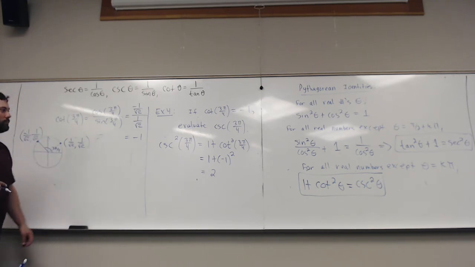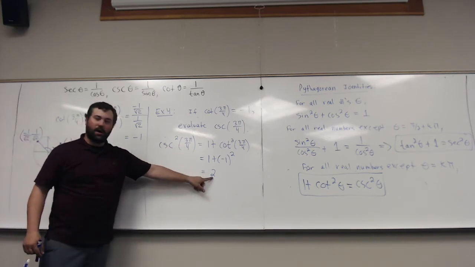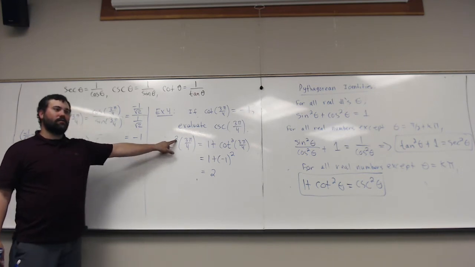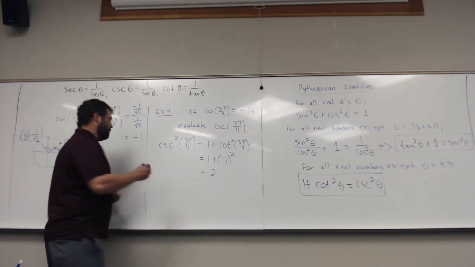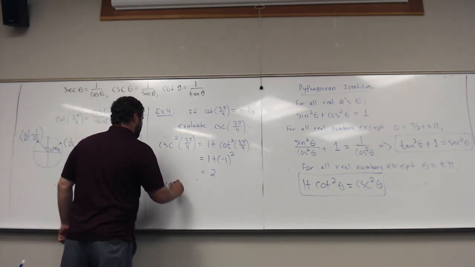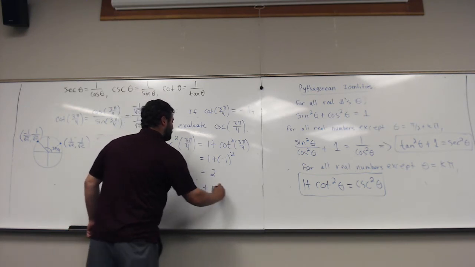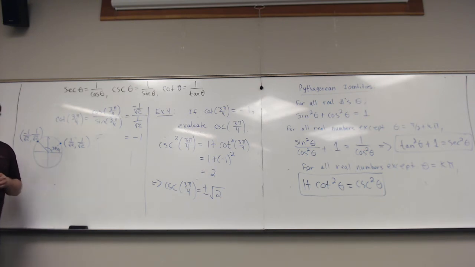Okay. So now that I know cosecant squared of 3 pi over 4 is 2, I can solve for cosecant by getting rid of the square. How do we undo a square? Take a square root. Now be careful, when you take the square root of a square, you have to make sure you write a plus or minus on the side.